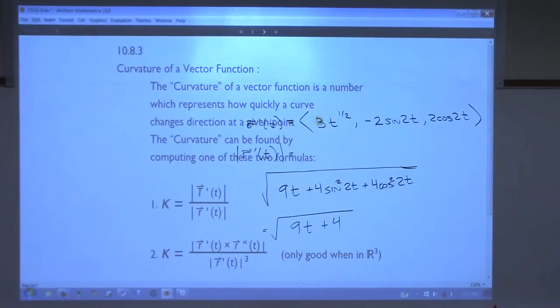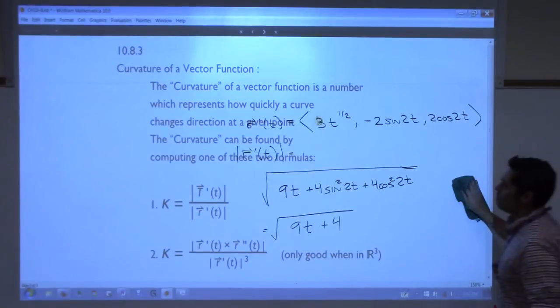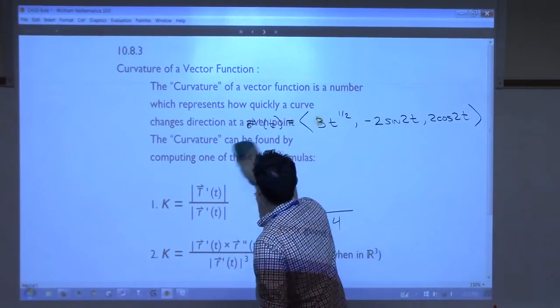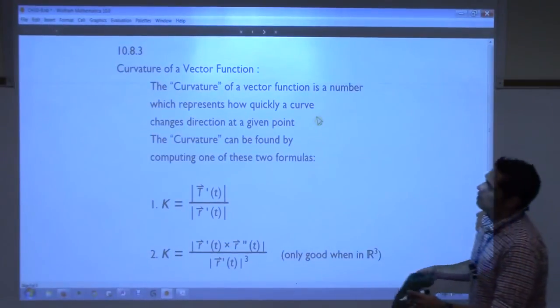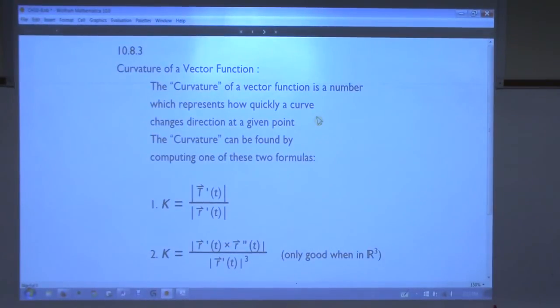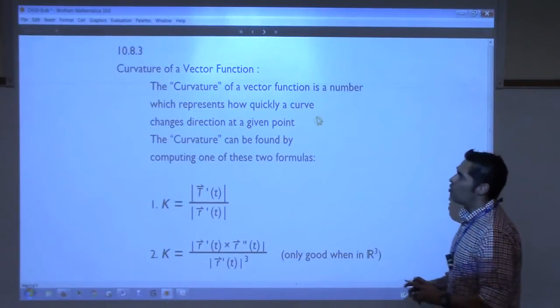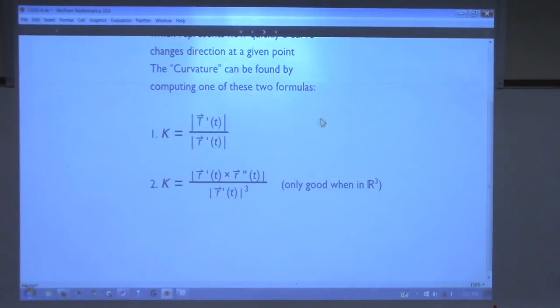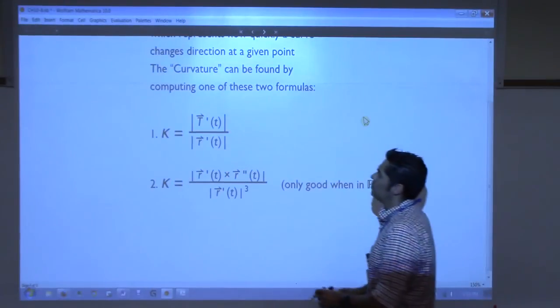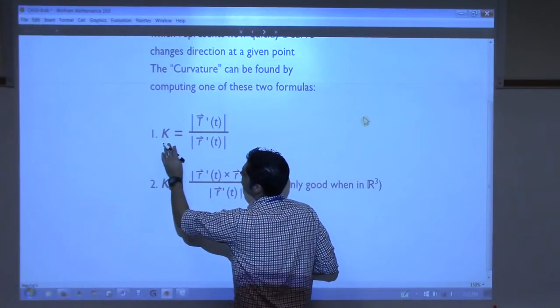All right, that brings us to the last topic in this section, which is called curvature. The curvature of a vector function is a number which represents how quickly a curve changes direction at a given point. And there are two formulas for calculating the curvature. We use this K here for curvature.